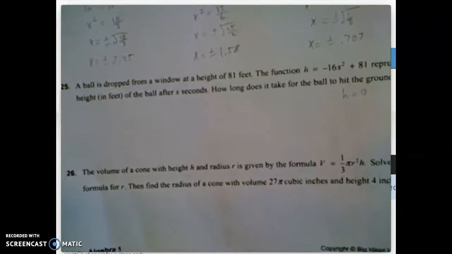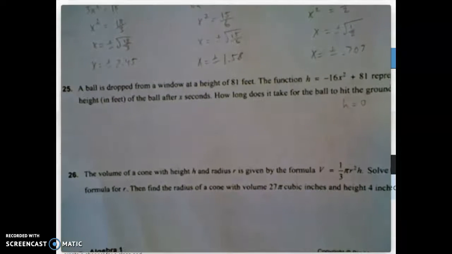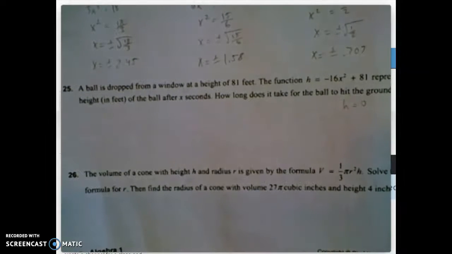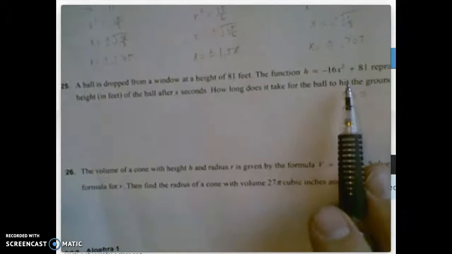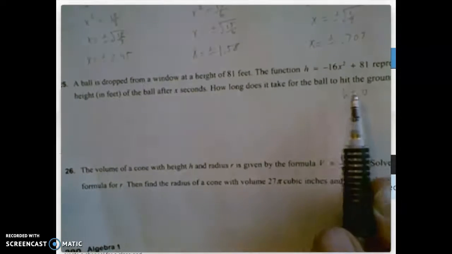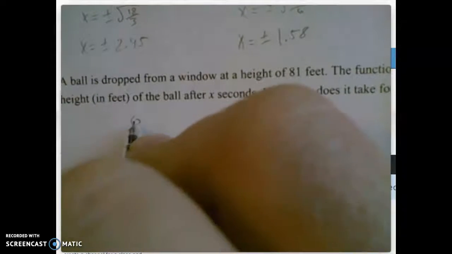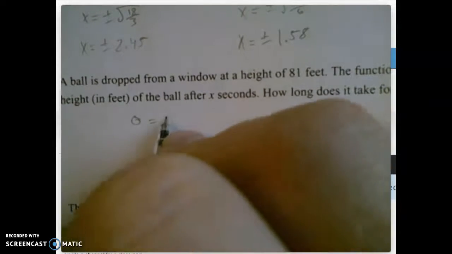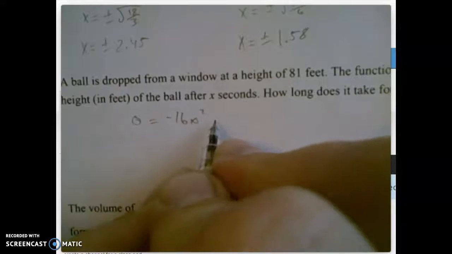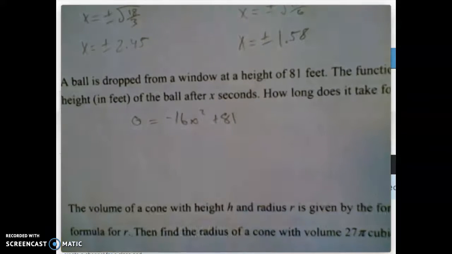Okay, now 25 and 26. Those are our story problems, and I definitely want to go through those with you. A ball is dropped from a window at a height of 81 feet. Here's our function, and we want to know how long before it hits the ground. So we want to know when h equals 0. That's how we set it up. We say 0 equals negative 16x squared plus 81.